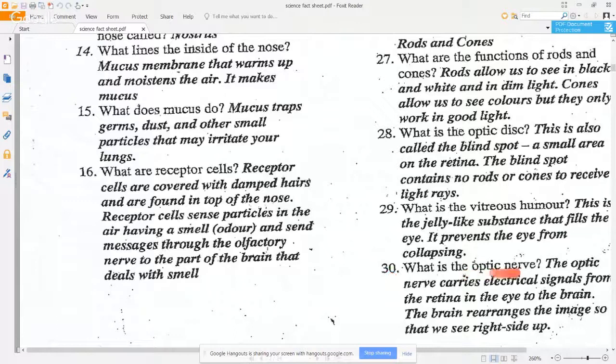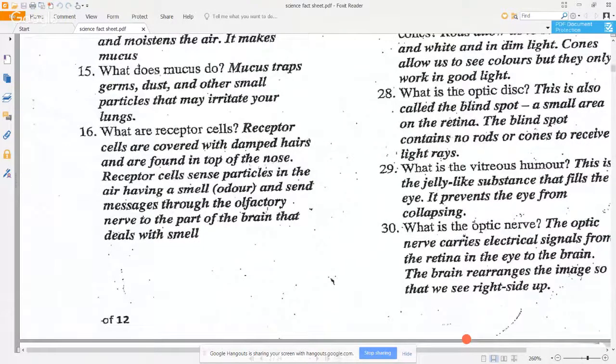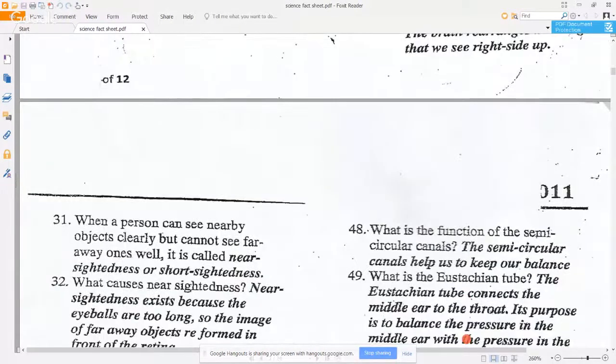30. What is the optic nerve? The optic nerve carries electrical signals from the retina in the eye to the brain. The brain rearranges the image so that we see things right side up. So really, we see with our brain and not necessarily with our eyes. As weird as that sounds. Because if the part of the brain responsible for interpretation of the electrical signals from the eye is not working, then even though everything else is in place, one would not be able to see at all.